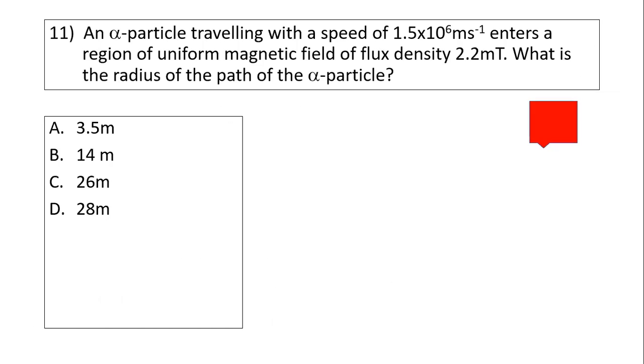This one also cannot do. An alpha particle traveling with a speed enters a region of uniform magnetic field. What is the radius of the path of the particle?